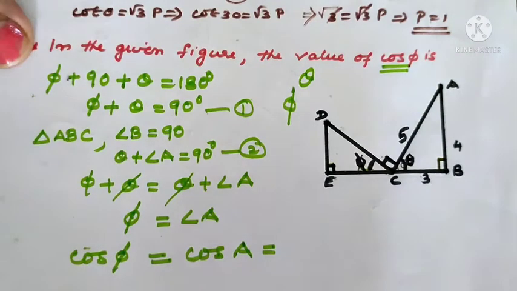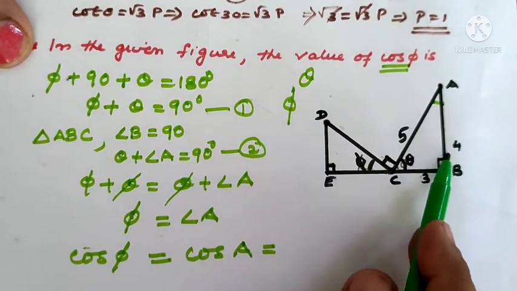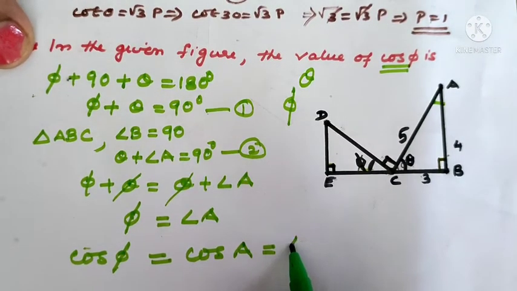Right? What is cos A? With respect to A, what is the adjacent side? What is the formula? We know that it is adjacent side by hypotenuse. So 4 by 5.